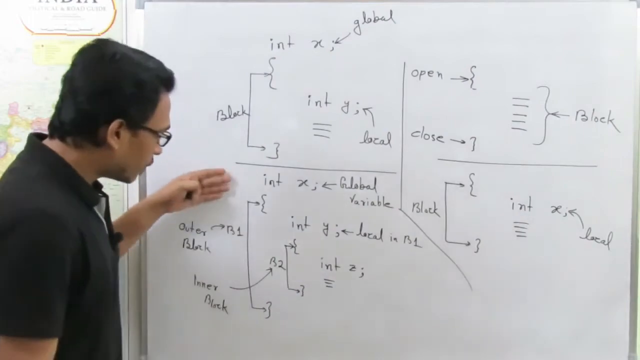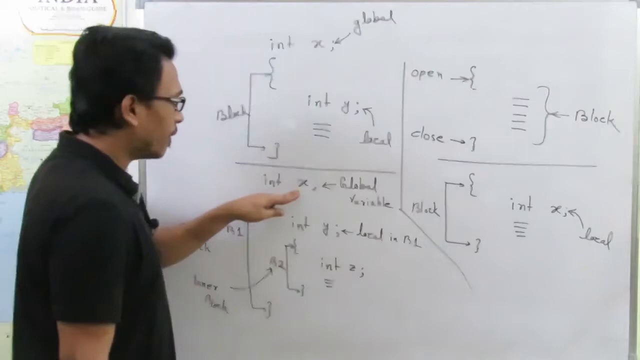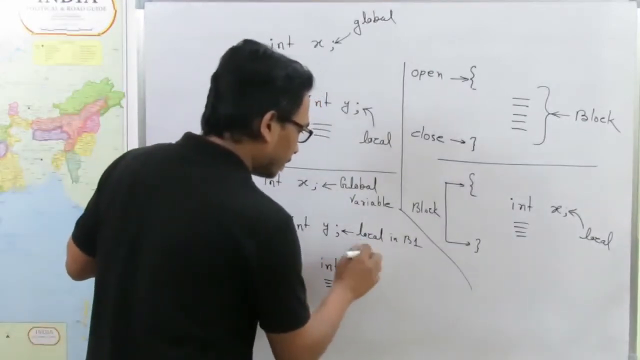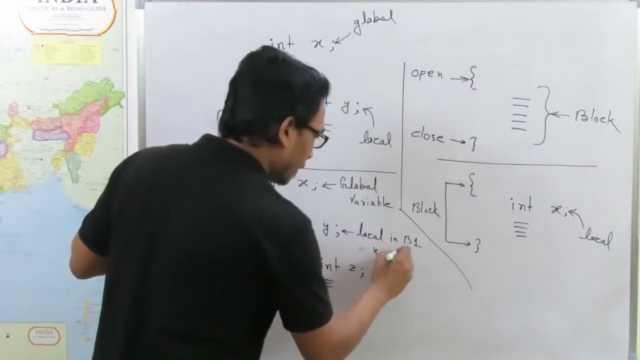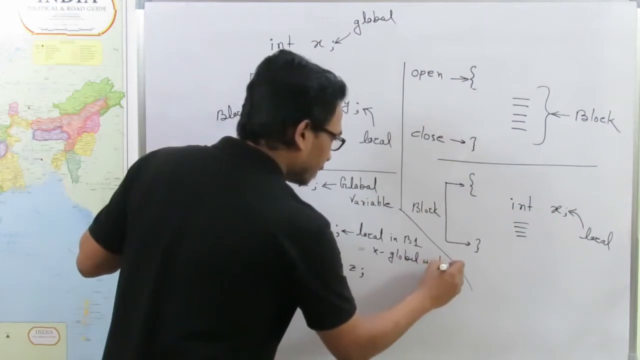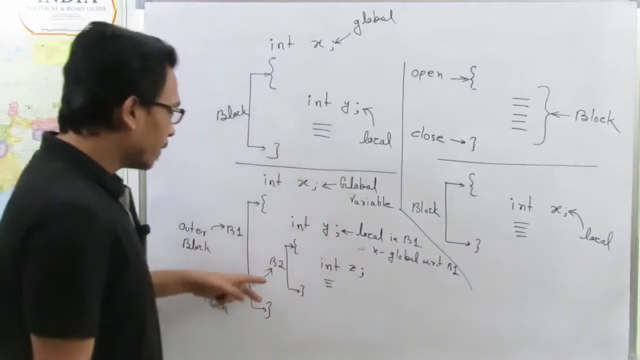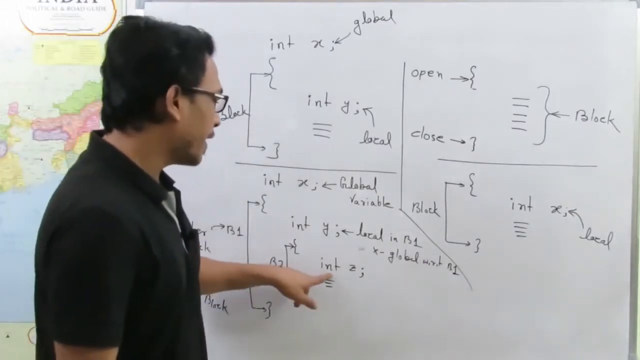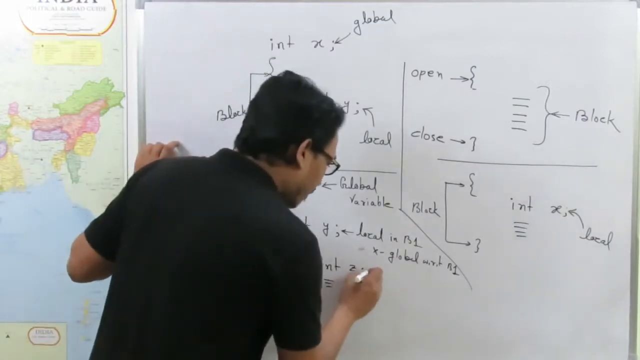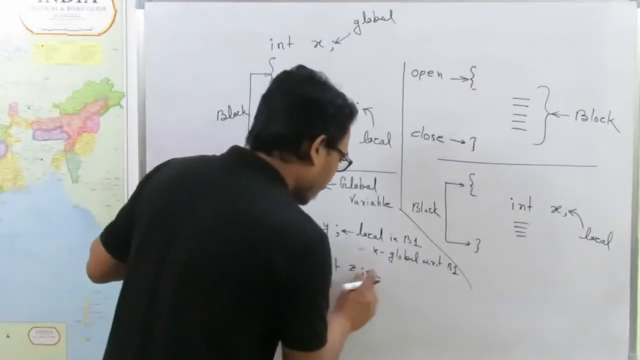And in B1, this x variable is a global variable. Look, with respect to B1, it is a variable defined outside the block. That means this particular variable x is global with respect to the B1 block. Now coming to the B2 block. Inside the B2 block we have one variable, that is z. Now this z variable is local with respect to this B2 block.